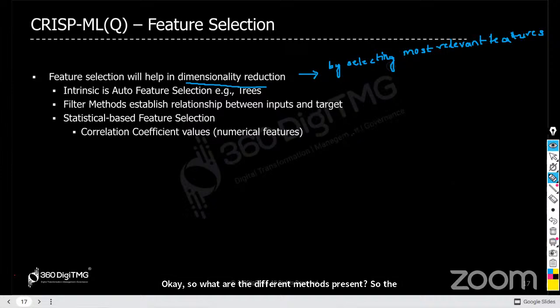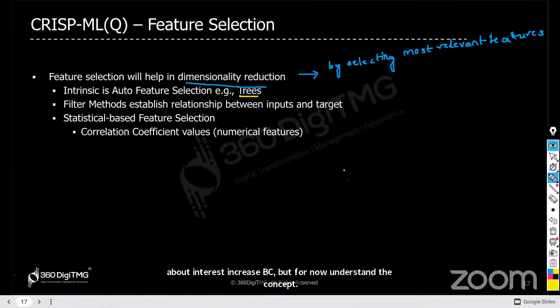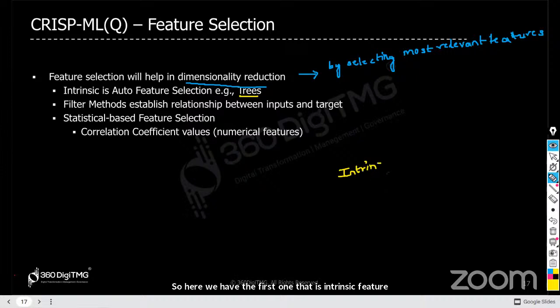What is intrinsic feature selection? Here, intrinsic feature selection is performed automatically by certain algorithms, such as decision trees, which inherently select features based on their importance during model building. We will talk about decision trees briefly, but for now, understand the concept. So that is the first one, intrinsic feature selection.